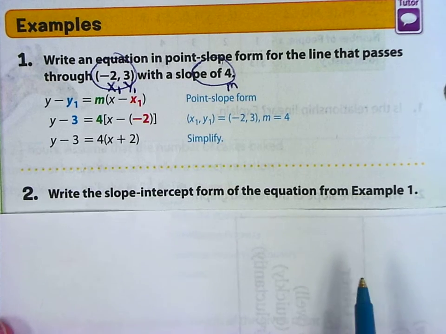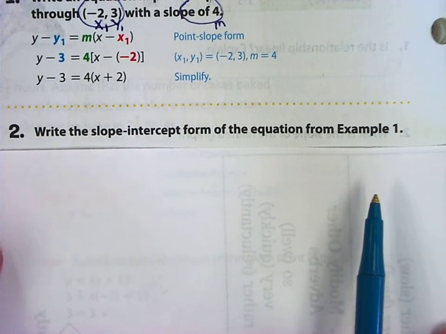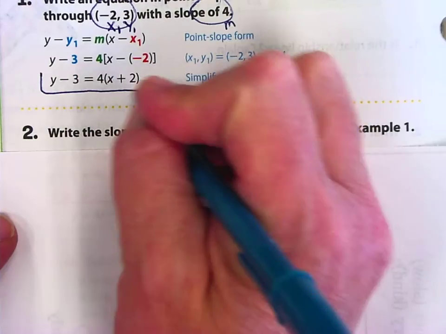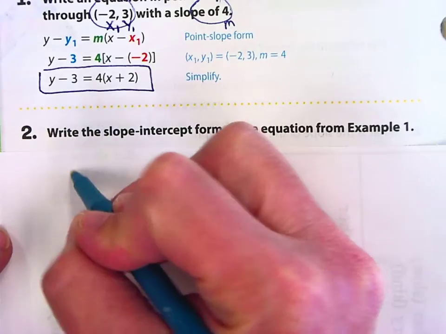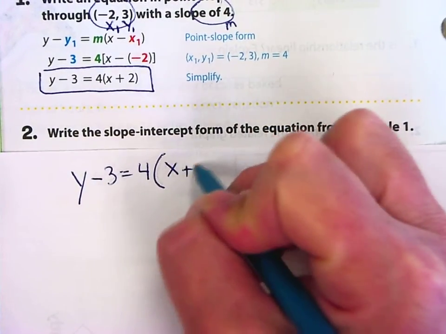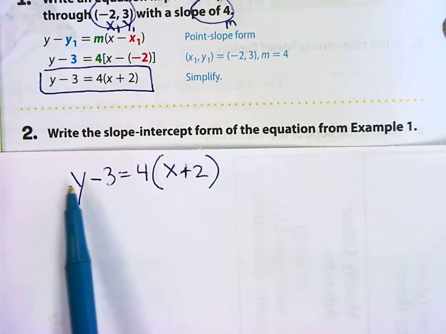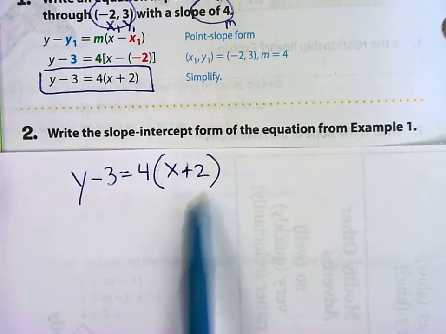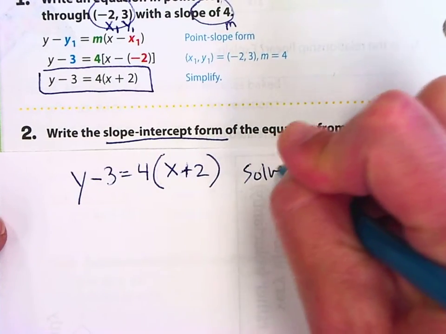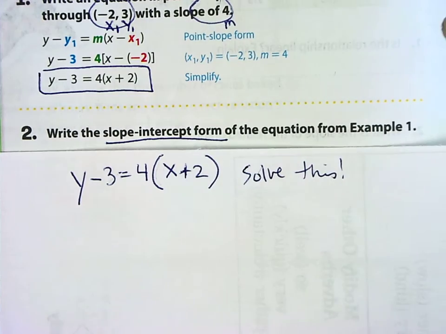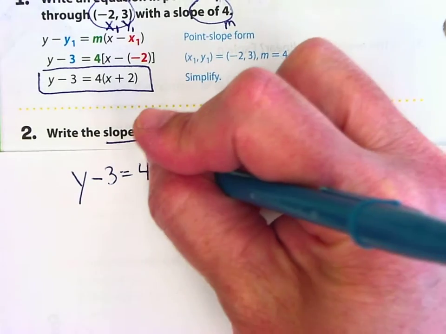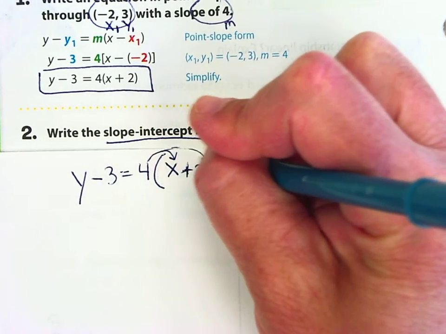Number 2 says write the slope-intercept form of the equation from example 1. So this is what we ended up with in point-slope form: y minus 3 equals 4 times x plus 2. If it says point-slope form, I'm going to leave it in this. But if it says slope-intercept form, that means I'm now going to solve this equation. The first step to solve equations in point-slope form is the distributive property. Take the 4 and multiply it by each one of these.